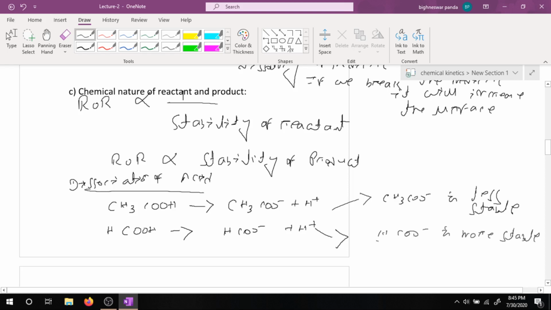As HCOO minus is more stable, this reaction is favored. As I have already told, rate of reaction is inversely proportional to stability of reactant. The more stable the reactant, the less it will react, and rate of reaction is directly proportional to stability of product. As the HCOO minus ion is more stable, dissociation of formic acid is more favored.